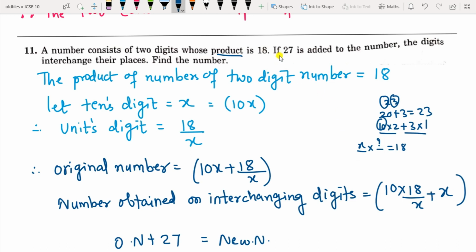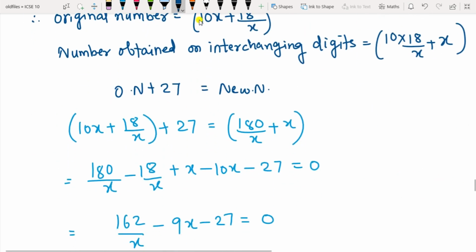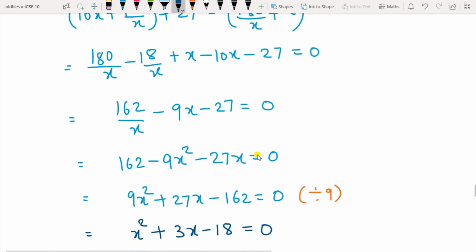Now the relation they have given is that if 27 is added to the number, the digits interchange their places. That means if 27 is added to the original number, the digits are interchanged. So the original number plus 27 will give you the new number. This is the original number plus 27, and this is the new number, that is 180 by x plus x. Now take the LCM and solve it.